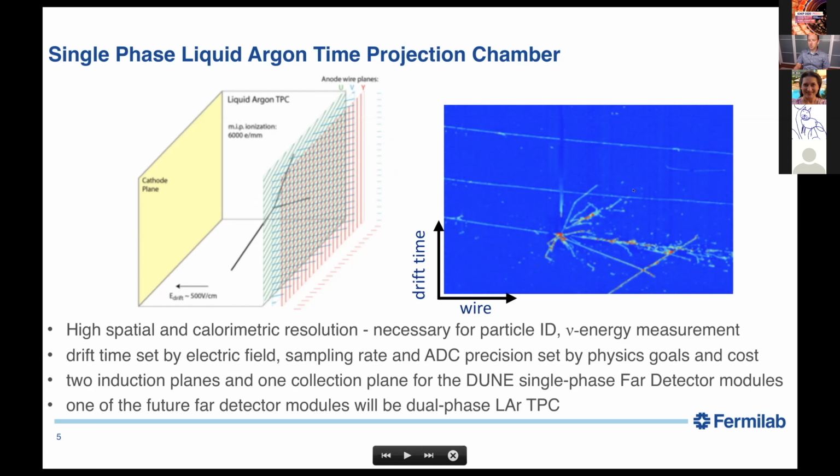The image that I show you on the right is raw data from a liquid argon TPC, where on the x-axis we have the wire number, and on the y-axis is drift time, and you can see the excellent resolution for this interaction that is shown here. I should note that the drift time is set by the electric field. The sampling rate and the ADC precision at the anode wires is set by the physics goal and also by cost.